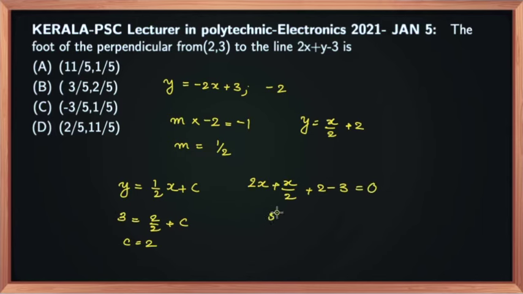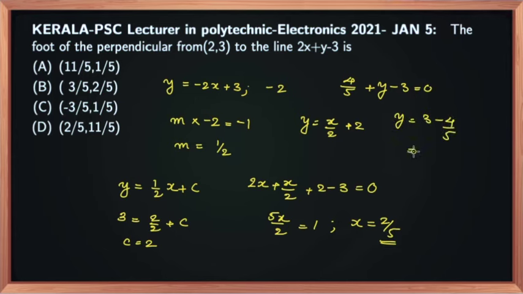And from here I will get 5x by 2 equal to 1, and the x coordinate should be equal to 2 by 5. Now you can check for the y coordinate again by substituting this value. So x coordinate is 2 by 5, which means in this line, if you put x equal to 2 by 5, that will be 4 by 5 plus y minus 3 equal to 0. So y is equal to 3 minus 4 by 5. So that is 15 minus 4, 11 by 5. So your x value is 2 by 5, y value is 11 by 5. Now option D is the correct one.